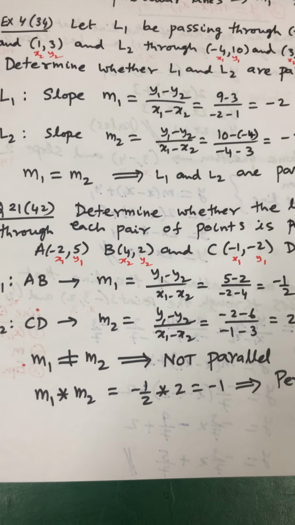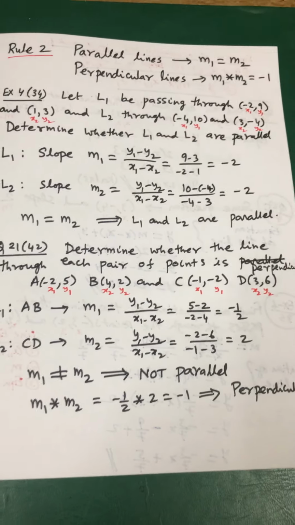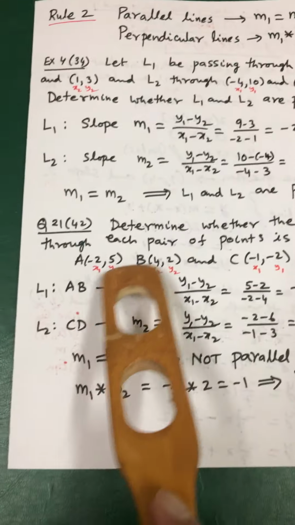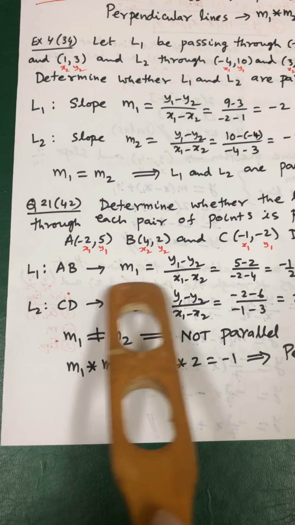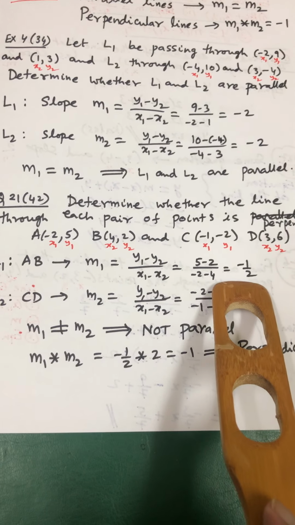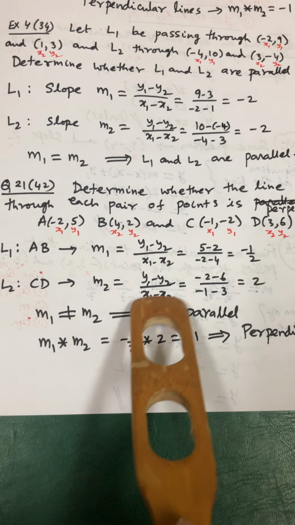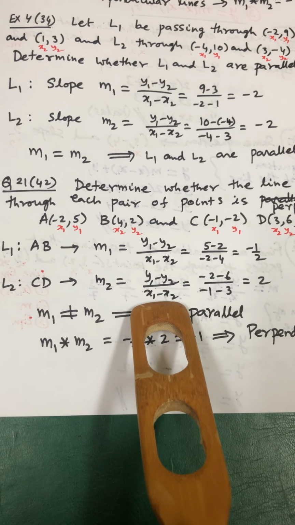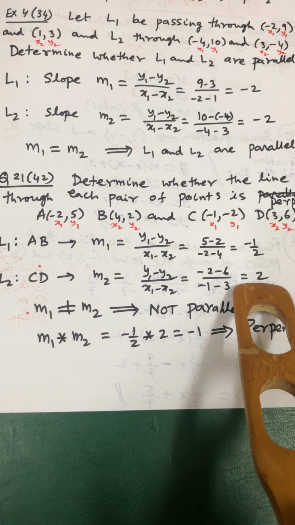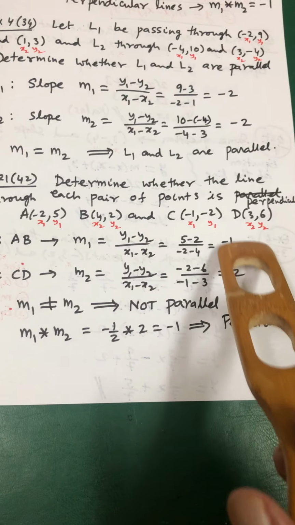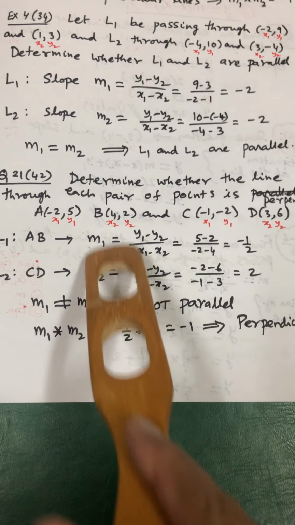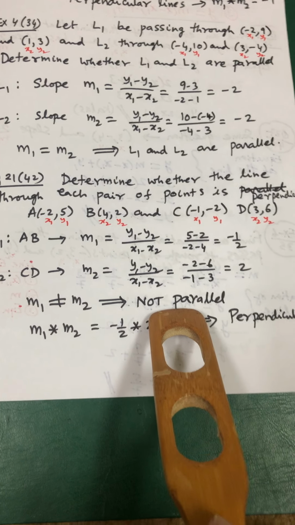M1 is for the first pair of points, line AB. See here, A is given, B is given. So for AB, you can find M1 using the formula. You get the slope minus a half. And CD is the second line. L2 is the CD. For M2 you use the formula y1 minus y2 by x1 minus x2. You get this. So now are these 2 equal? 2 and minus half, they are not equal. So M1 not equal to M2 means not parallel.